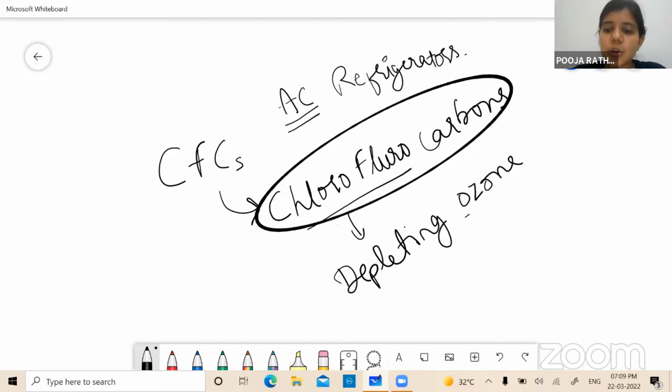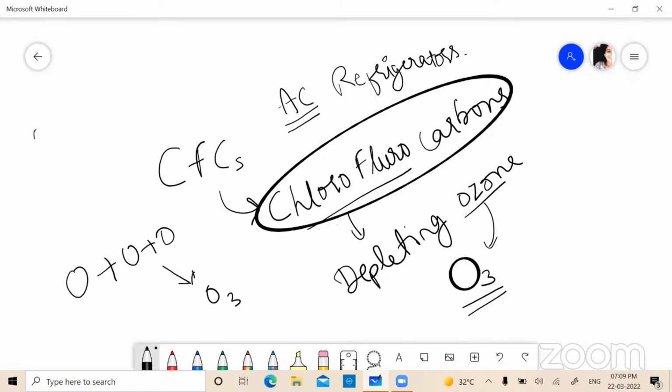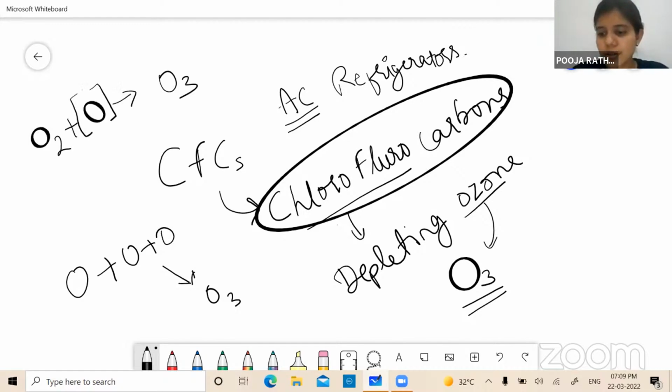Ozone has a formula. What is the formula for ozone? O3. So ozone might be formed by O plus O plus O, like this. Ma'am, O2 plus O. Okay, O2 plus O will give O3. Here this single O is called what?